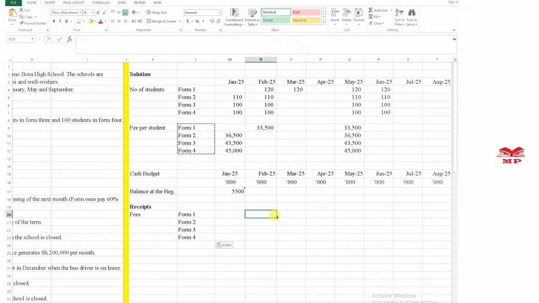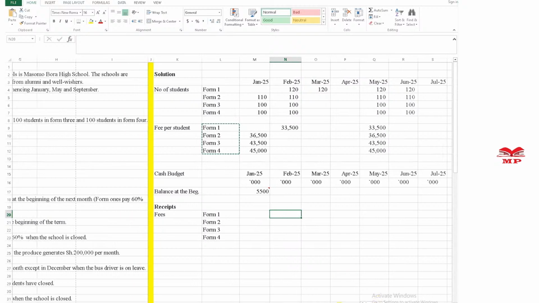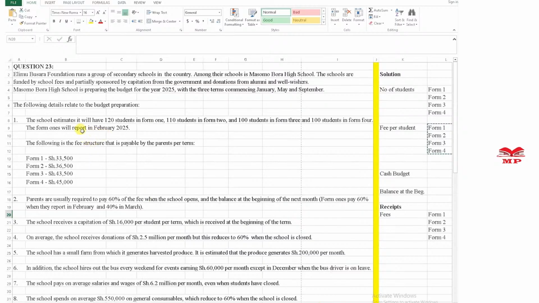And we are saying that we will need to first of all pick, saying that the school estimates it will have 120 students in Form 1, 110 students in Form 2, 100 students in Form 3, 100 students in Form 4. The Form 1s will report when? The month of February 2025. So we will pick the 120 students times this fee, but it will not appear in January. It will appear when? In February, when they actually join over there.